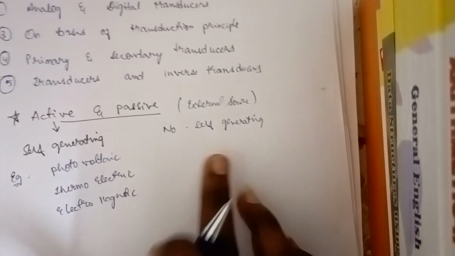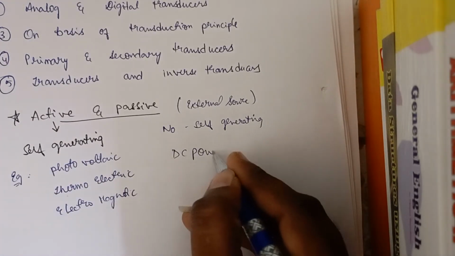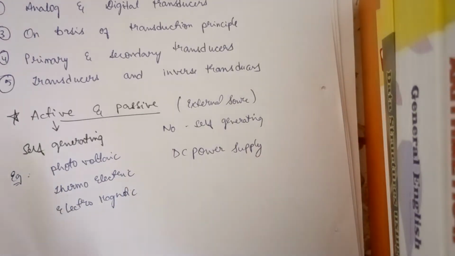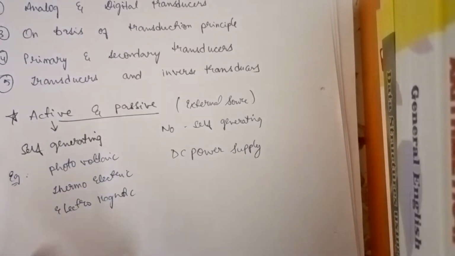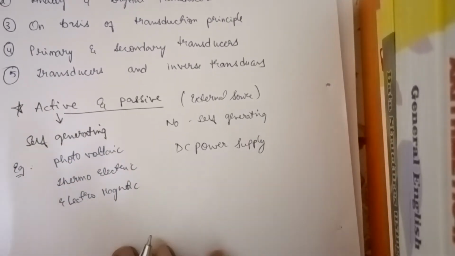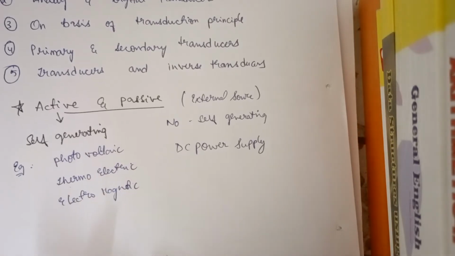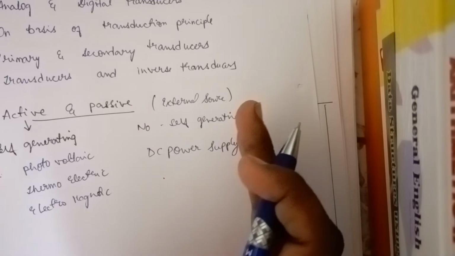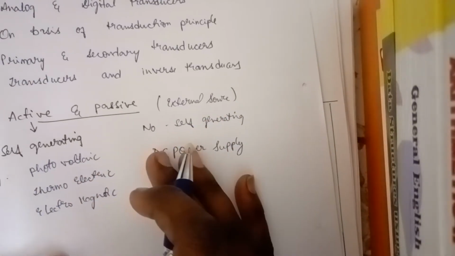So what is needed here? Externally we have to connect a DC power supply. You require an external DC power supply or an audio frequency generator as an external power source. And what output does this transducer produce? It depends on the variation of resistance, capacitance, inductance or some other form of electrical parameters in response to the quantity measured.